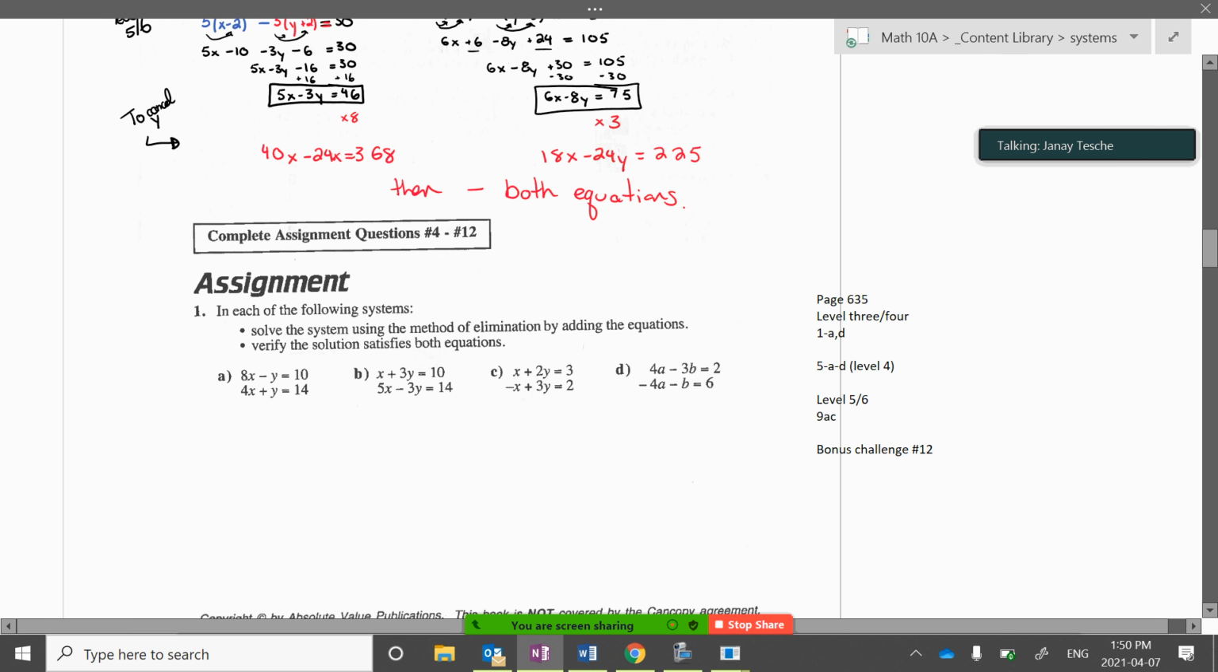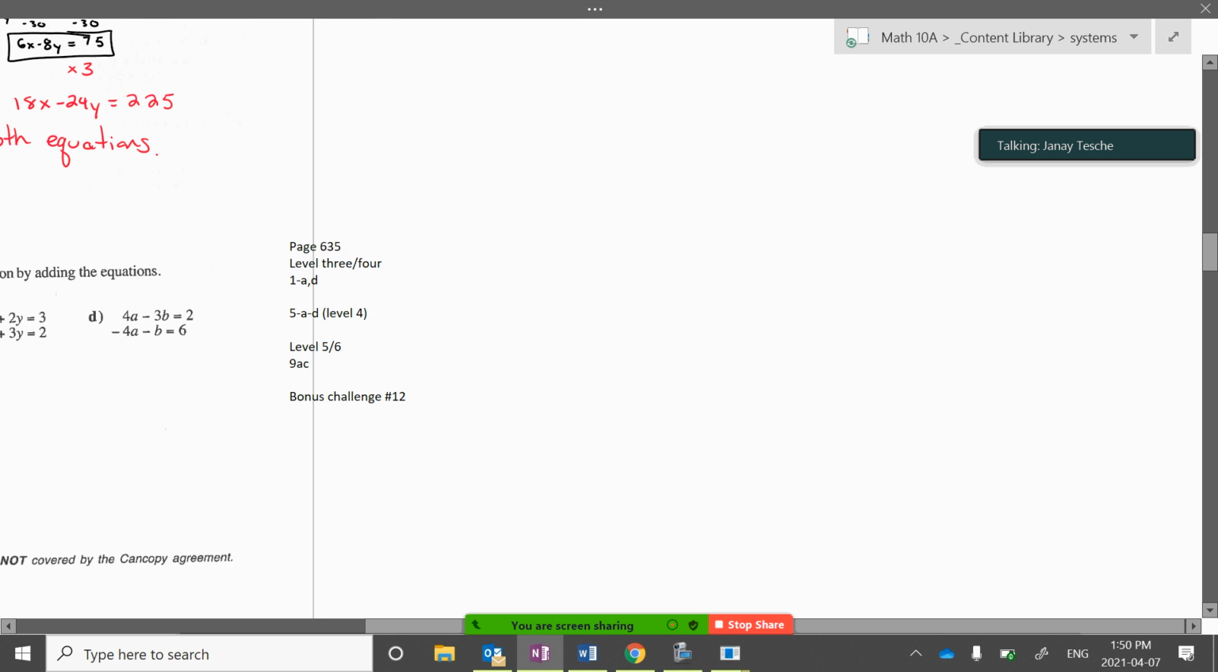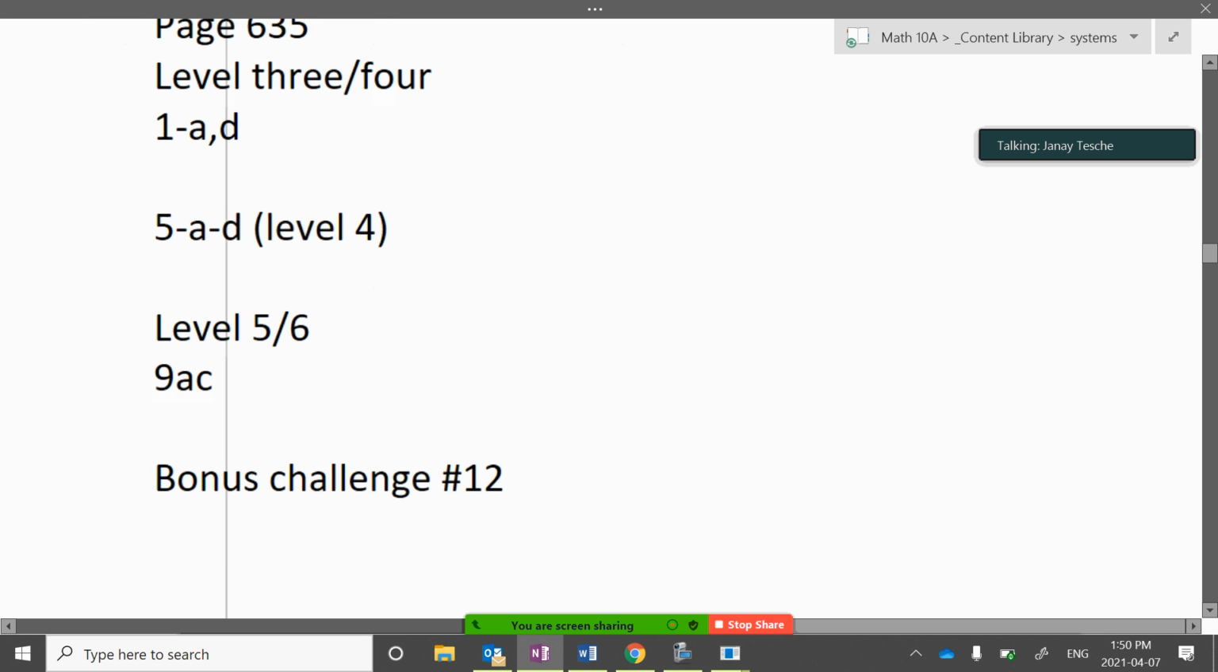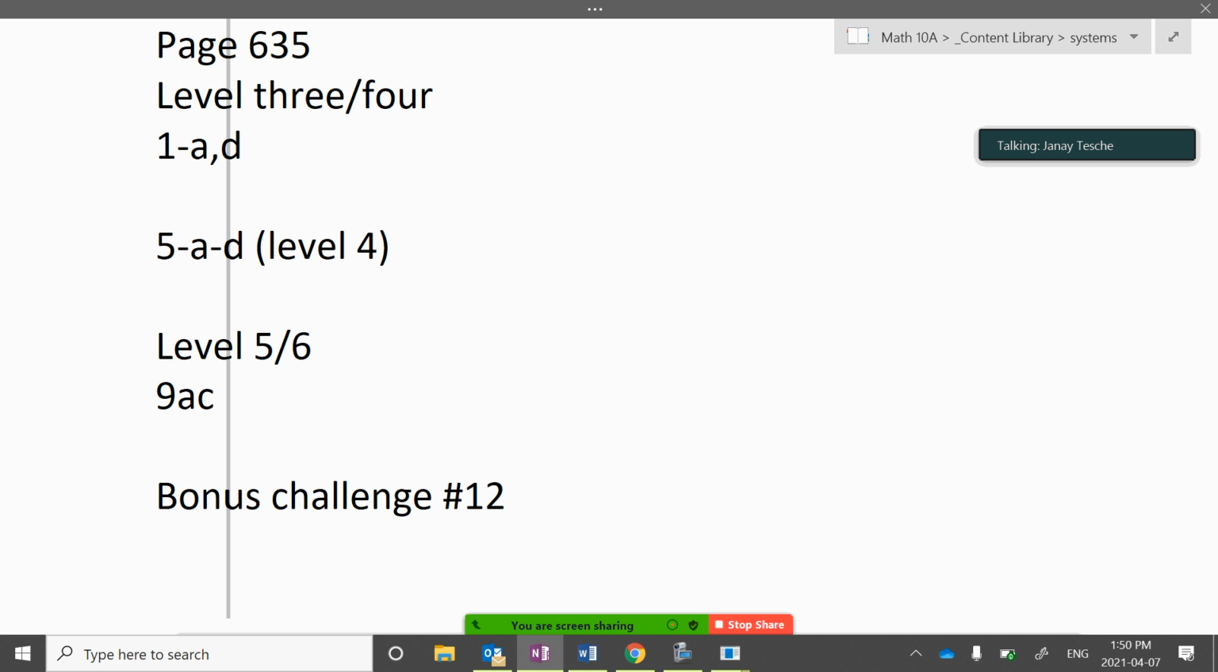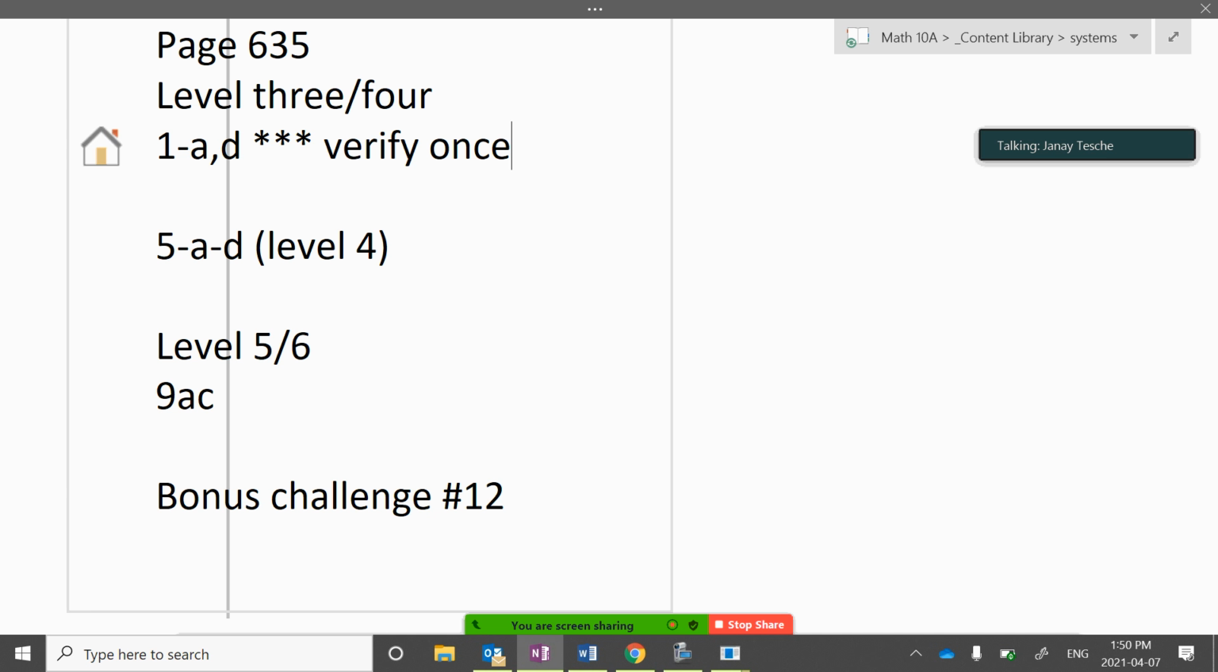Okay, so these are the practice questions I want you to do. Again, I've kind of chosen them so you guys can space your work out a little bit easier, so that way it's not so tiny, the space they give you. I don't understand how they expect you to do them. On number 1, I want you to verify only one of them. The instructions say you have to verify both, so you only have to verify once. After that, don't worry about verifying again. And then that's it for the day.